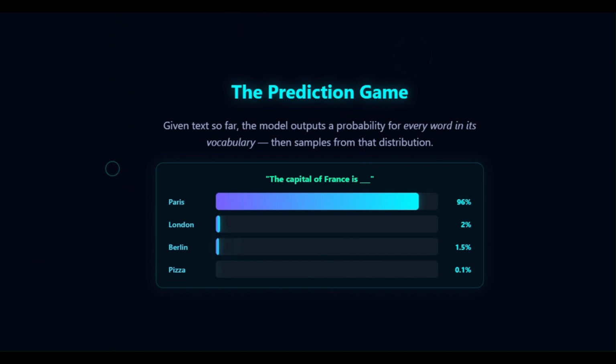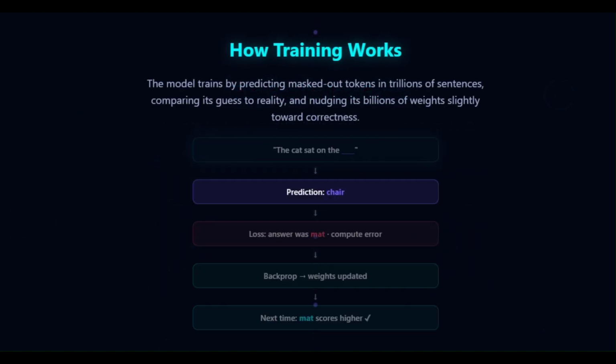Now let's see what prediction actually looks like. Imagine the sentence, "The capital of France is..." The model doesn't immediately answer Paris. Instead, it assigns probabilities to every possible token in its vocabulary. Paris might get 96%, London 2%, Berlin 1%, and everything else gets tiny probabilities. The model then samples from that distribution and chooses a token. This probability game happens for every single token it generates.